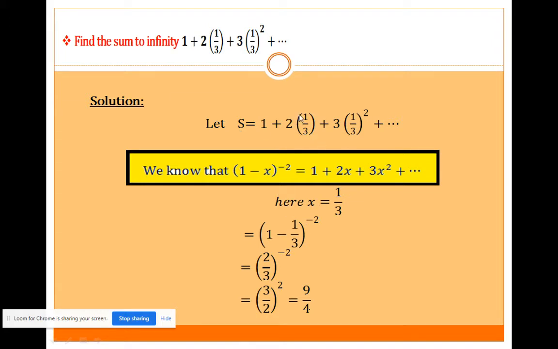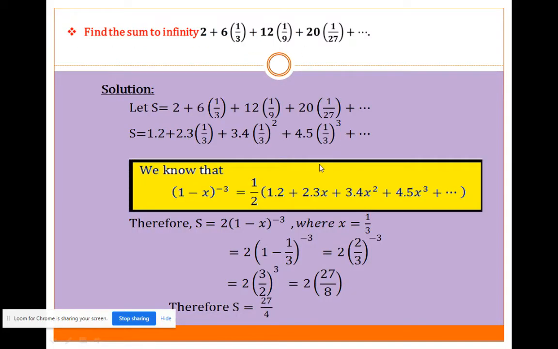Here, instead of x we have 1/3. So the value of this expansion is (1 - x) to the power of -2. Instead of x we have 1/3, so (1 - 1/3) to the power of -2. Simplify this, take LCM, so we get 9/4. That is, the S value is equal to 9/4. The summation of the series is equal to 9/4.